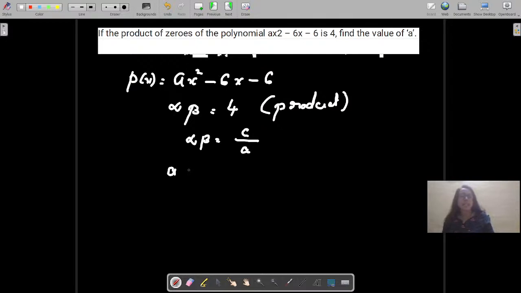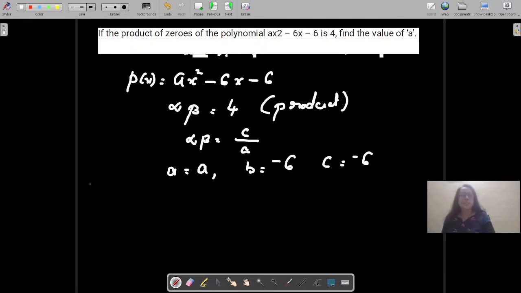A is the coefficient of x square, which is a. That is a itself. What is b? B is the coefficient of x, that is minus 6. And what is c? C is the constant term. What is c here? That is minus 6. C is equal to minus 6. Are you understanding? C is equal to minus 6 we are given.